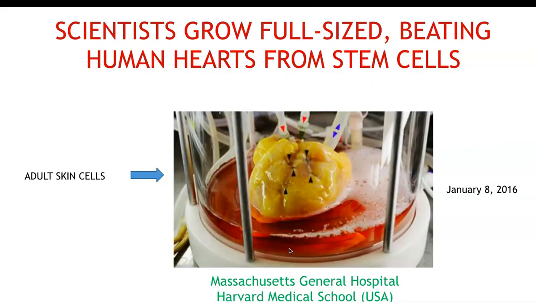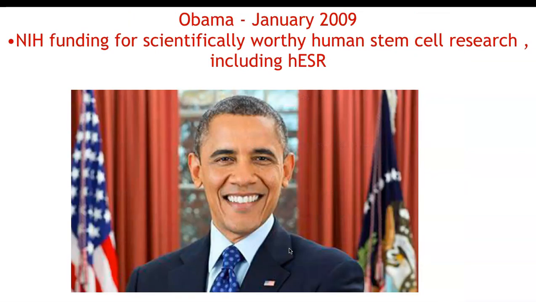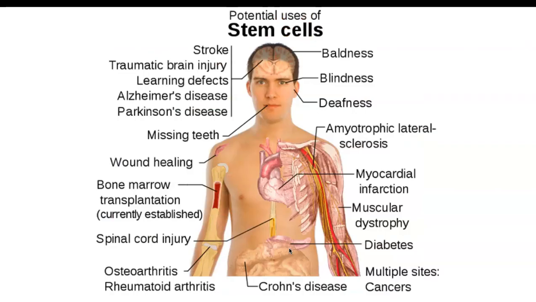Scientists can grow a full-size beating human heart from stem cells. Bill Gates contributes to California's stem cell campaign. Obama gives funding for scientifically worthy human stem cell research.